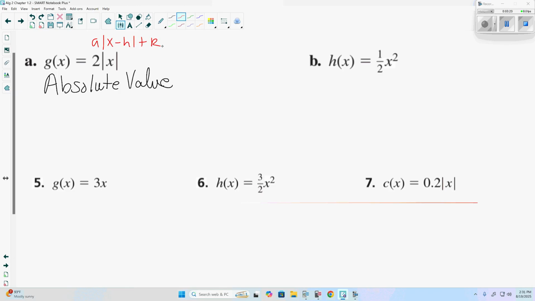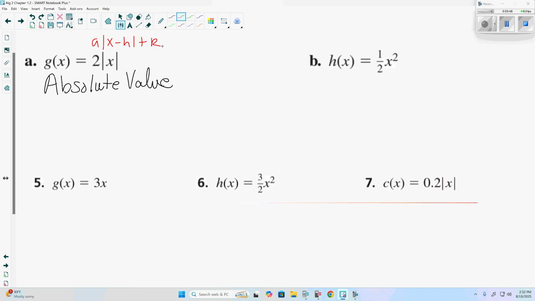Do we have a value of k other than 0? No. So that means it's not moving the function up or down. Is there a value for h? No, so the function isn't moving left or right. Do we have a value for a? Yes. Is it negative? No. Since it's not negative, it means there is no reflection.